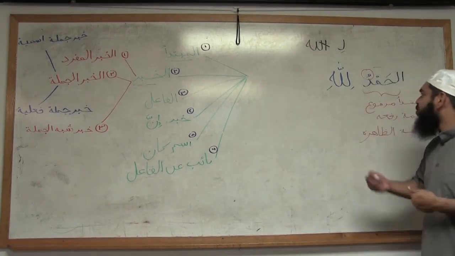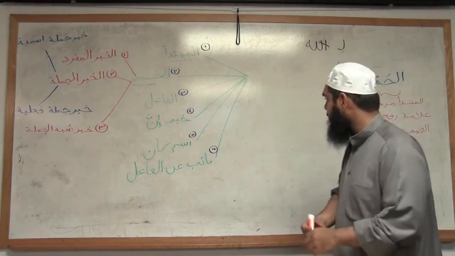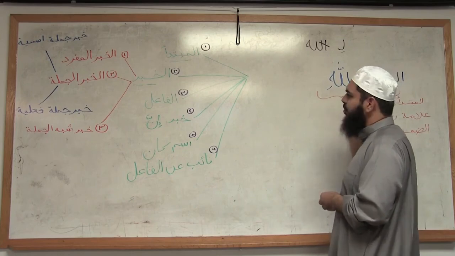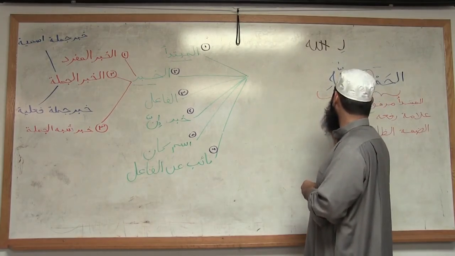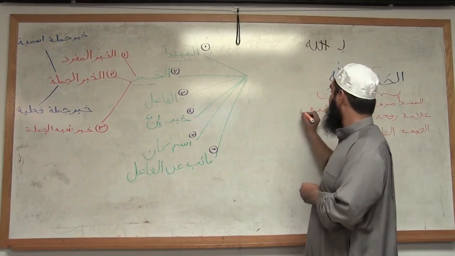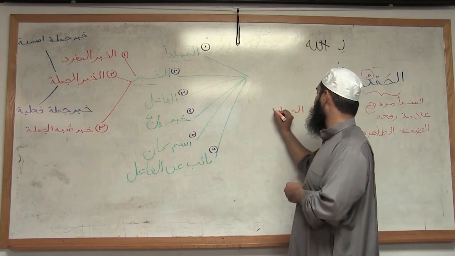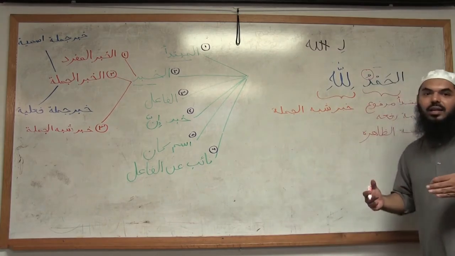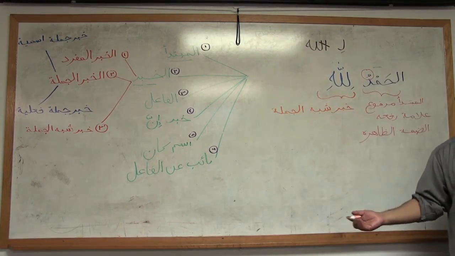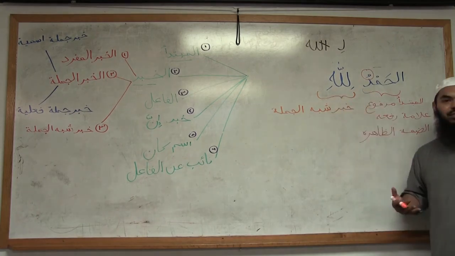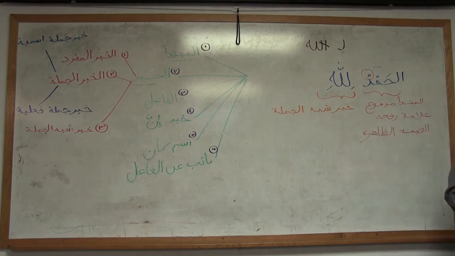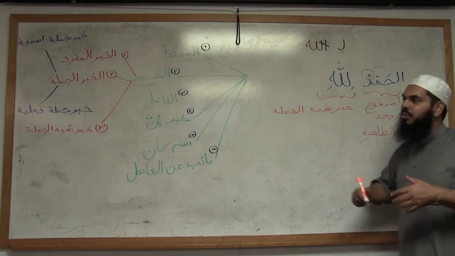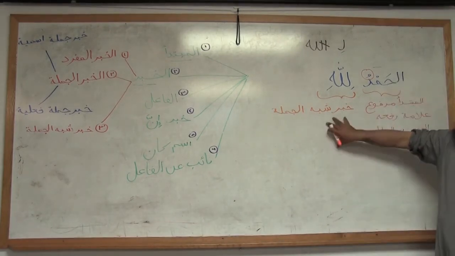The lam. Excellent. So what type of khabar is it then? Shibh jumla. Excellent. It's khabar shibh al-jumla. Shibh jumla is like a jumla, but it's not complete. If you say lillahi by itself, or fi al-bayt, or ala al-kursi, it's like a sentence, but it's not a complete meaning. So in Arabic we call it shibh jumla, meaning it's like a jumla. Tayyib? And that can be the khabar.